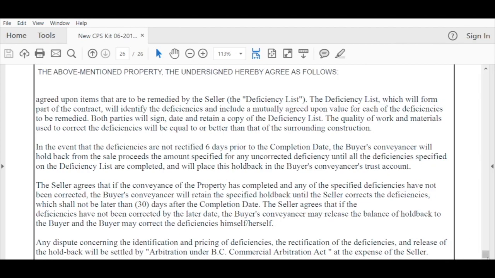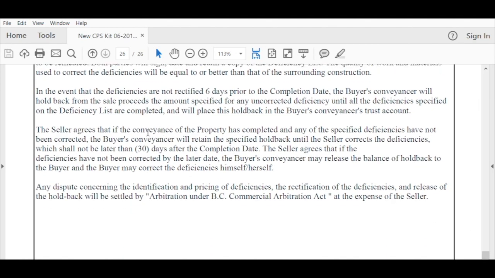The seller agrees that if the conveyancing of the property has completed and any of the specified deficiencies have not been corrected, the buyer's conveyancer will retain the specified holdback until the seller corrects the deficiency, which shall not be later than 30 days after the completion date. The seller agrees that if the deficiencies have not been corrected by the later date, the buyer's conveyancer may release the balance of the holdback to the buyer, and the buyer may correct the deficiency.